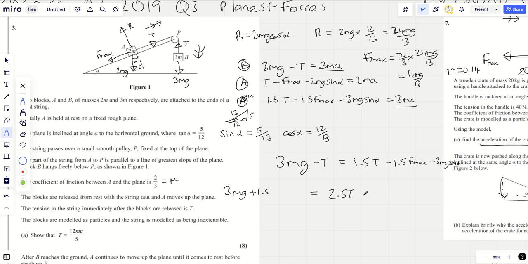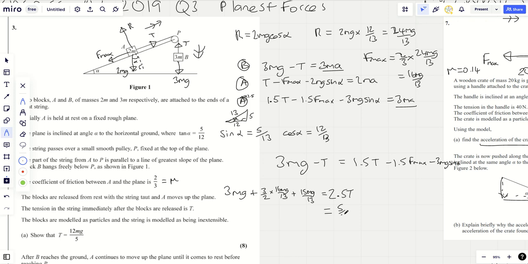And so I can now write down this as plus 1.5, well, let's call that 3 over 2, let's be grown up about it, plus 3 over 2 times F max, which is 16 mg over 13. What else are we adding over here? We're adding a 3 mg sine alpha. Let's move this all up a bit. Sine alpha was 5/13, so that's going to be 15 mg over 13.